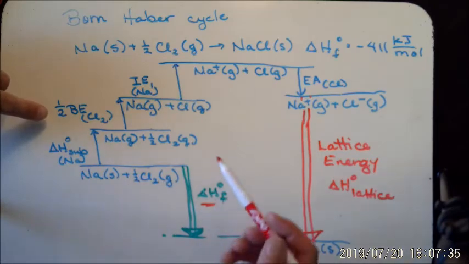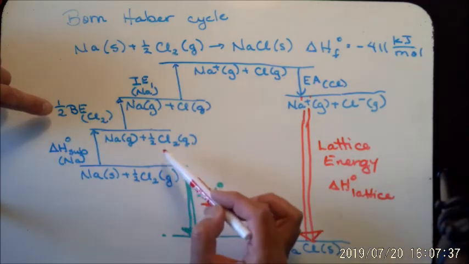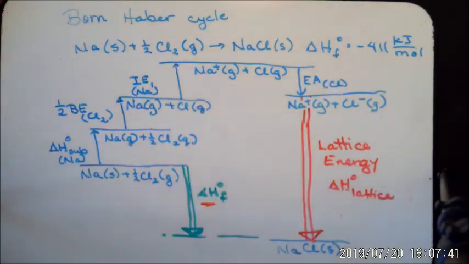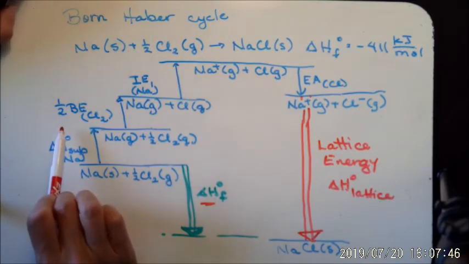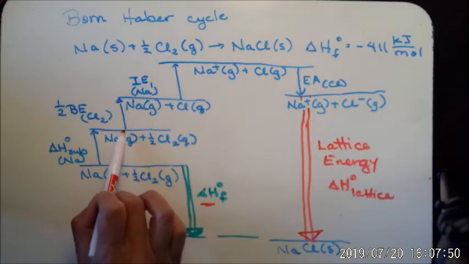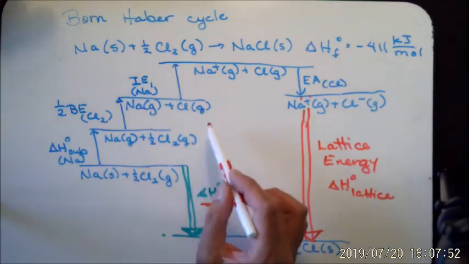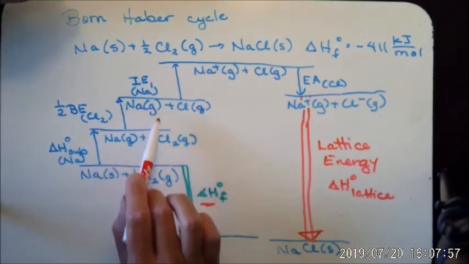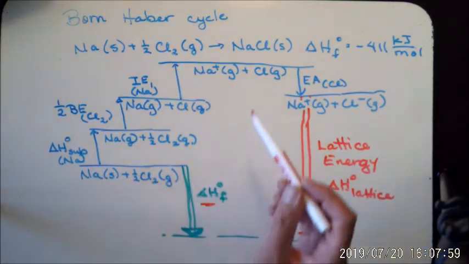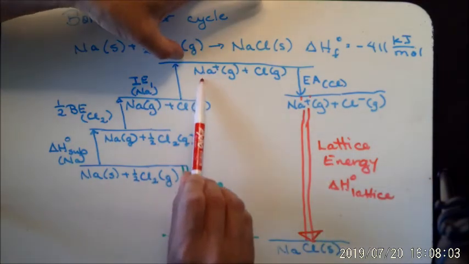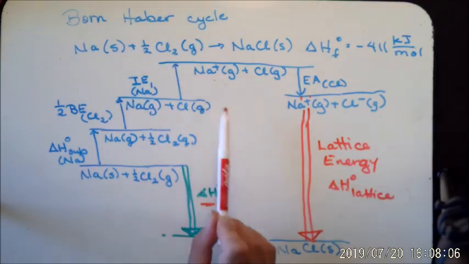The second, we're going to break this bond. So 1/2 of the bond energy of Cl2, since there are 2 chlorines, we're going to take 1/2 of that value. So the bond energy, breaking it for chlorine, is right here, to go from chlorine molecule to a chlorine atom. Then if I do my first ionization, I remove my first electron, i.e. ionization energy 1, I get my sodium ion in the gas form.